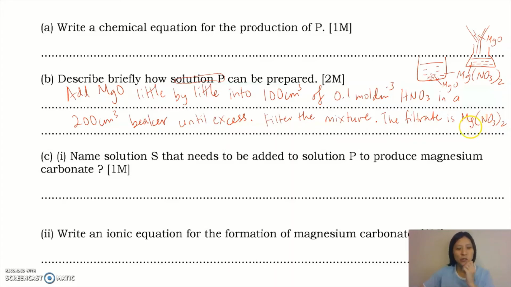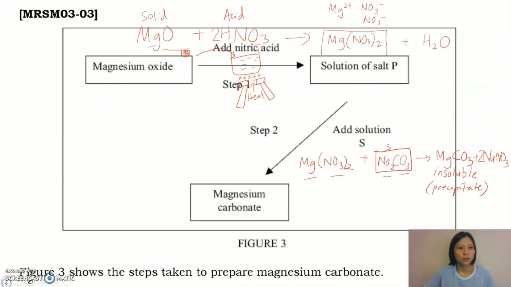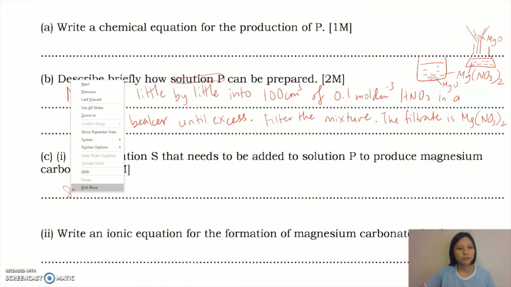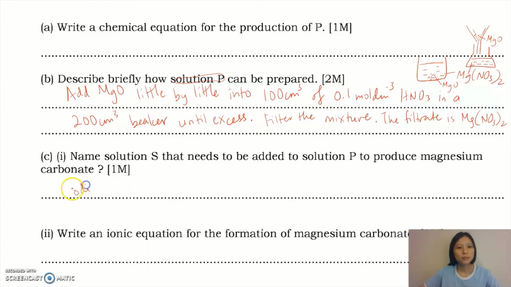Name solution S that needs to be added to P. Let's look at the question again. What is solution S? We have mentioned just now sodium carbonate, or you can use potassium carbonate. It's the safest because all sodium salts are soluble, and all potassium salts are soluble. They want the name, so you have to write the name. So I'll write sodium carbonate.